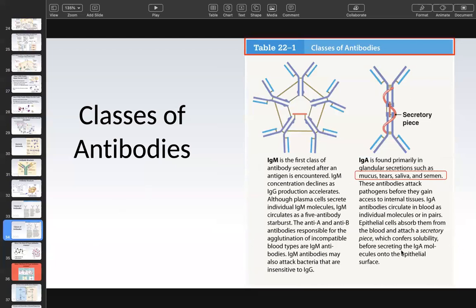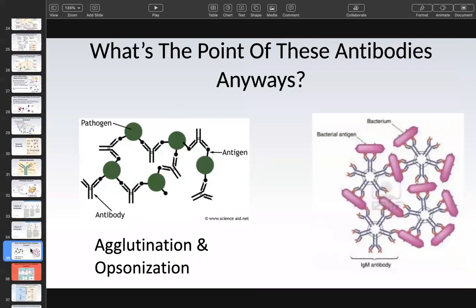IgA antibodies are the class that can be transferred from one individual to another because glandular secretions can easily do that. The whole point of antibodies is for the process of agglutination. We've discussed this before in a different conversation.